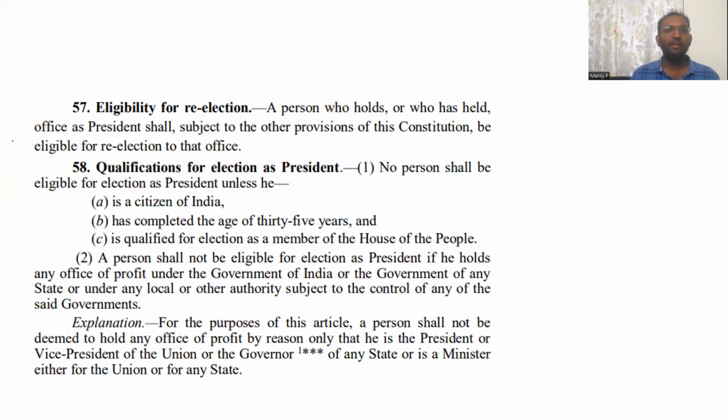Next, Article 57, eligibility. There is no restriction on the number of times a candidate can become the president of India. He is eligible for re-election, and the qualifications are: citizen of India, he should be 35 years of age, he should be qualified to become a member of Lok Sabha, and he should not hold any office of profit.